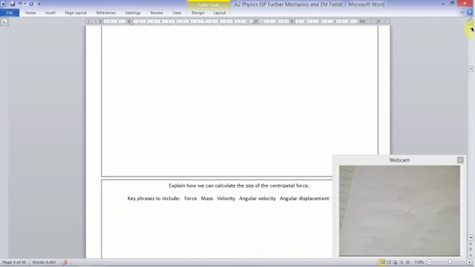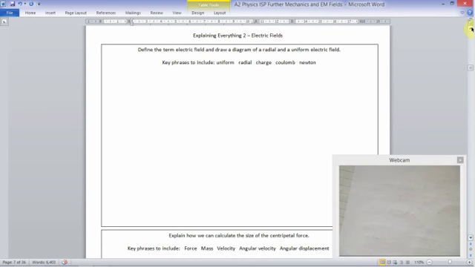Right, so the first part of the explaining everything task is the idea of defining the term electric field and drawing a diagram of a radial and uniform electric field. So remember, an electric field is an area in which a charged particle experiences a force. Okay, so a charged particle experiences a force. That's the definition of an electric field.